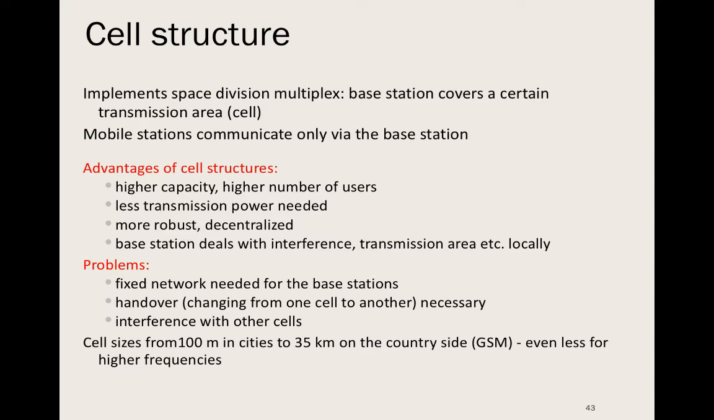There is also handover between the different cells, so if a mobile device is moving between different cells, a handover technique needs to be used. And there can be interference between the cells as well. The cell sizes start from 100 meters in the cities and go up to 35 kilometers in the countryside, or even less for the higher frequencies. It depends on the frequency.